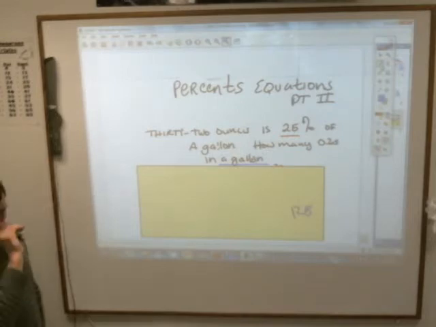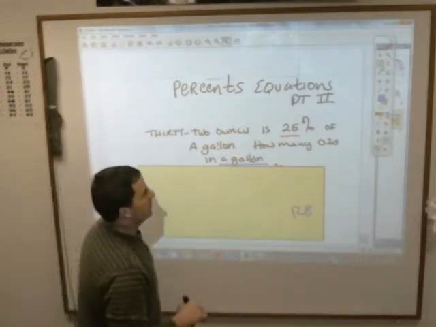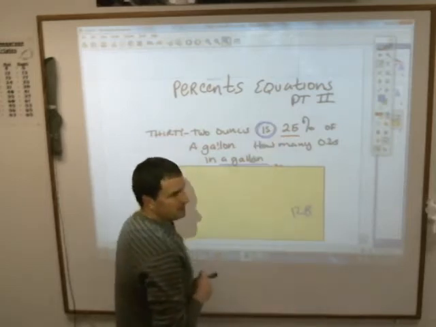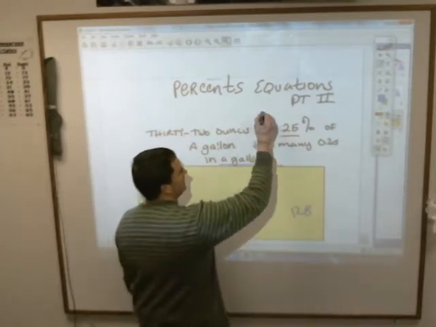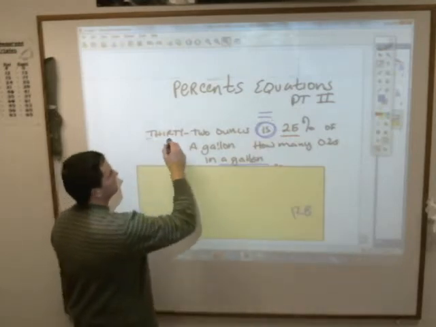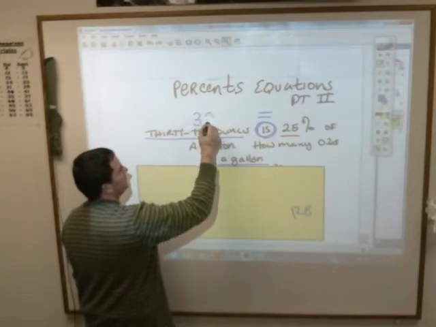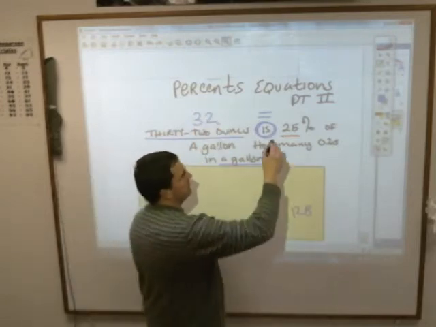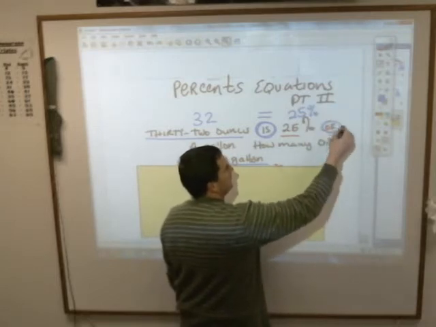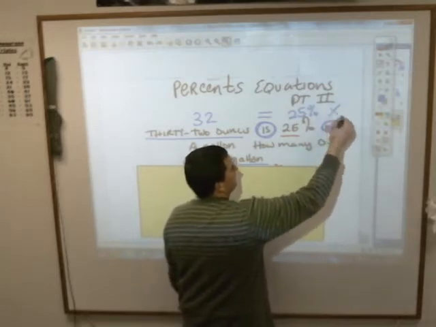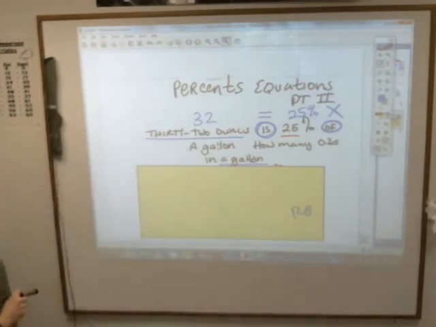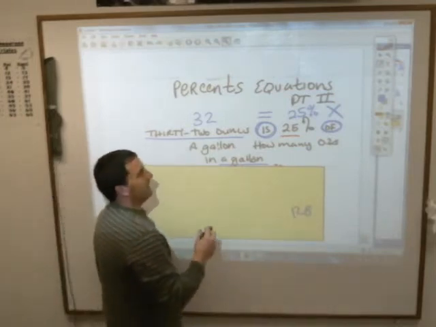And here's the deal, people. This is what you should jot down in your notes. Okay, the word is: when you see that English word is in math, that is an equal sign. Okay, 32 ounces equals 25%, and then when you see the word of, that is a multiplication sign. Okay, 25% of a gallon.